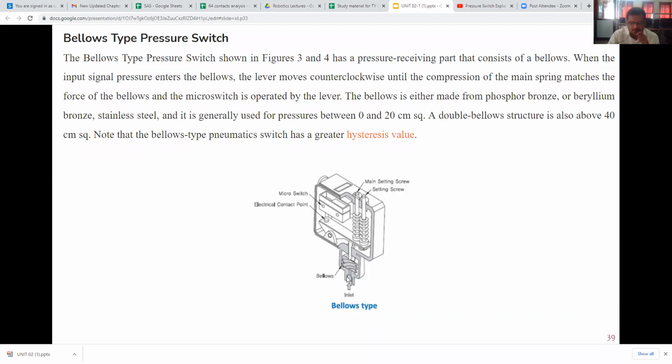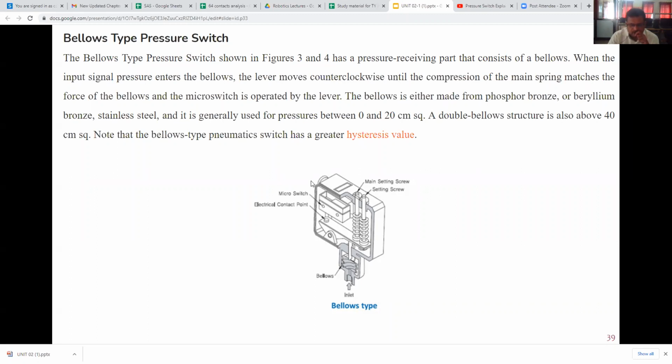We take out groundnut oil with the help of a pump. A small pump is there, and we are pumping it. That is nothing but a bellows. You may have seen it somewhere else, or you may have operated it with your hand also. When the input signal pressure enters the bellows, the lever moves counterclockwise.